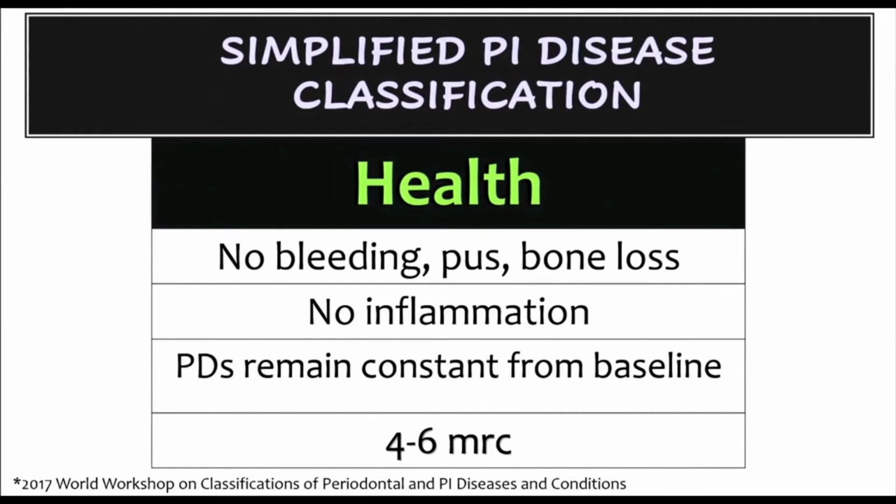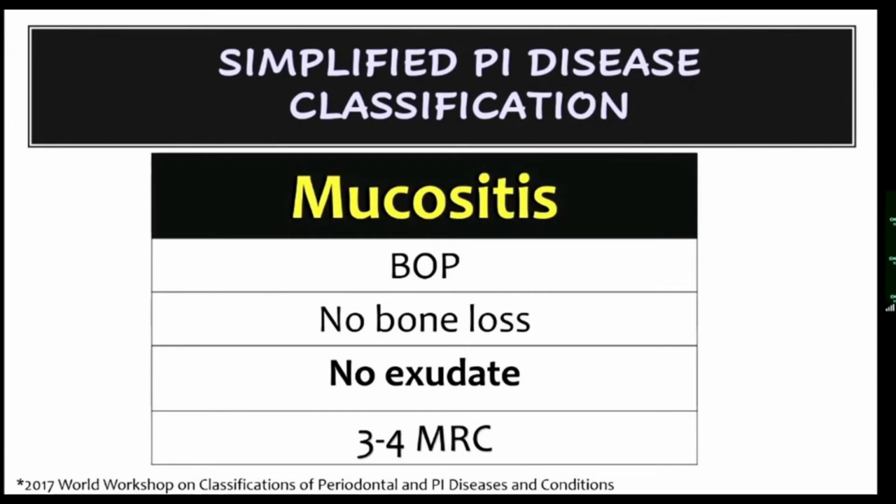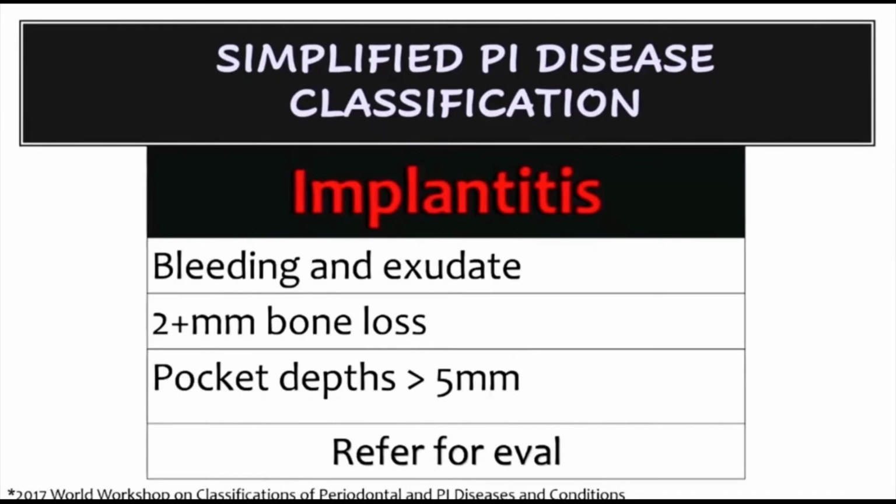For a patient with a healthy implant, what you're looking for is no bleeding, pus, or bone loss, no inflammation, PDs remain constant from baseline, and we should see the patient 4 to 6 months for recalls. For a patient with mucositis, there is bleeding on probing, no bone loss, no exudate, and we should see the patient 3 to 4 months for their recalls. A patient with implantitis has bleeding and exudate, 2 millimeters bone loss, pocket depths of greater than 5 millimeters, and we should refer for eval.